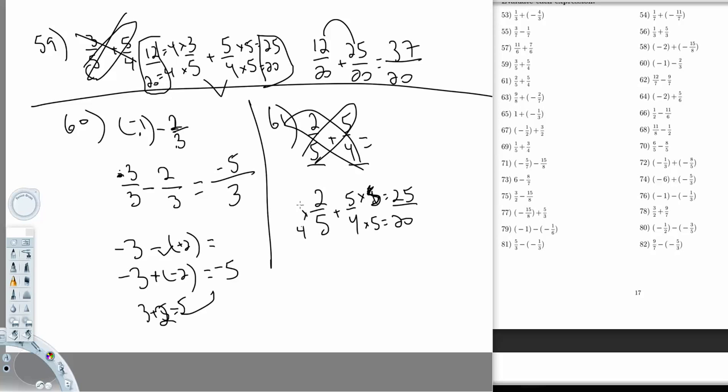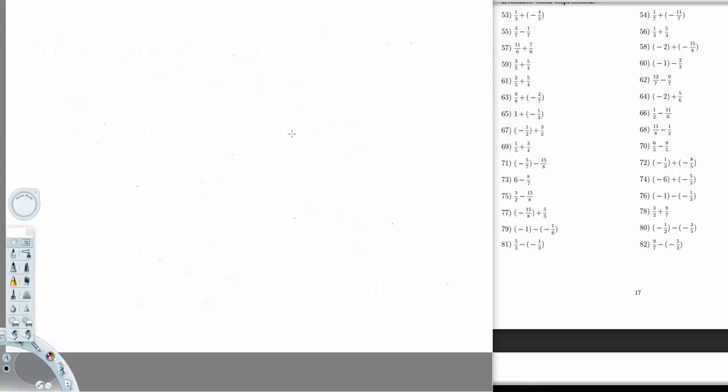Here times 4 equals 20. 2 times 4 equals 8. So it is 8 over 20 plus 25 over 20 equals. Now anytime you add or subtract, you carry over the denominator, and then you add these two. 8 plus 25, 33. And that is the answer to that.